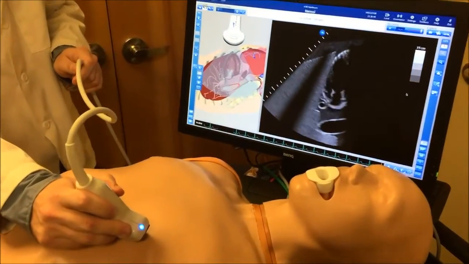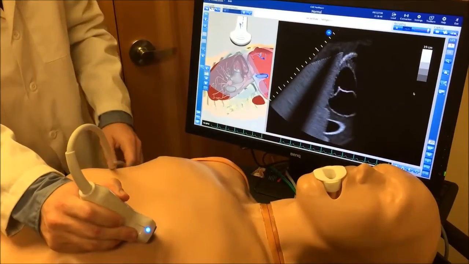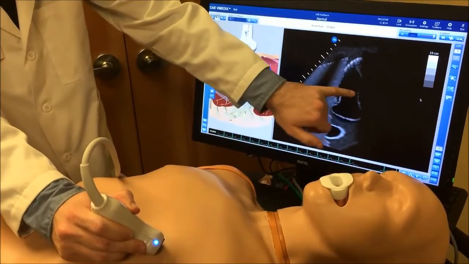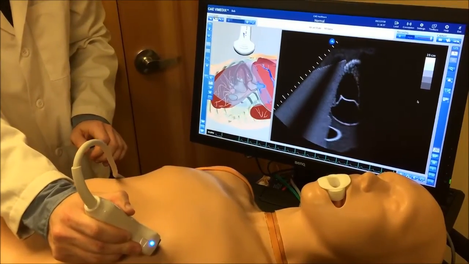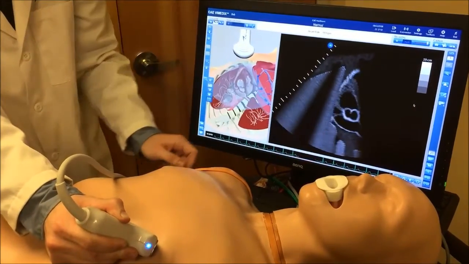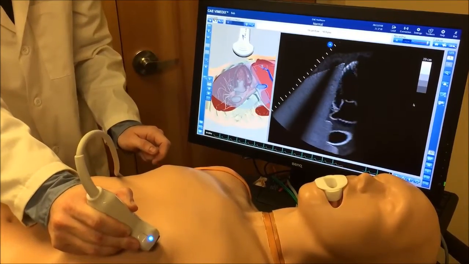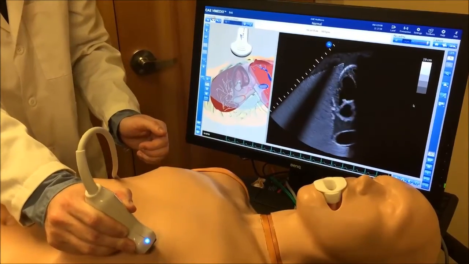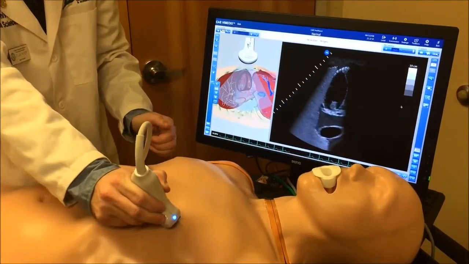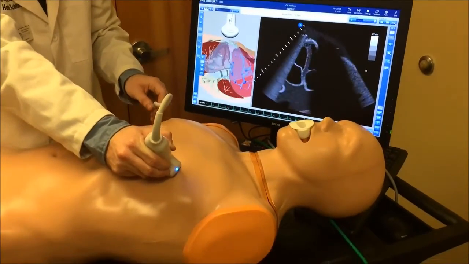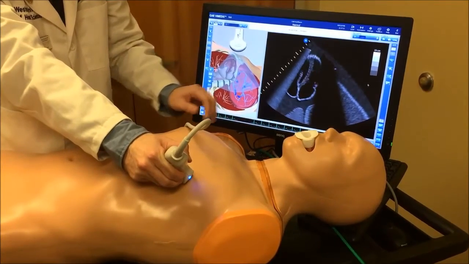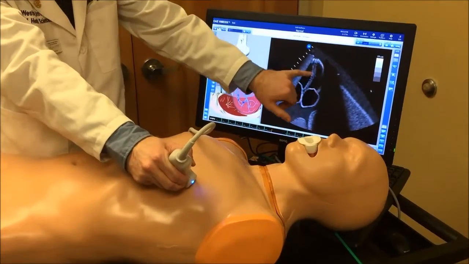If we tilt the probe caudally, we can see the left atrium and the left ventricle as well as the mitral valve. As we continue to tilt the probe caudally, the aortic valve comes into view. If we tilt the probe back cranially until the mitral valve comes back into view, if we roll the probe towards the patient's left shoulder, we can see the tricuspid valve as well as the right atrium and the right ventricle.